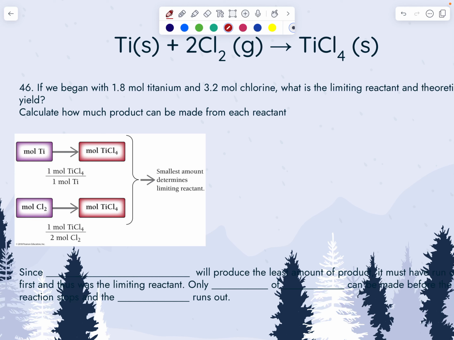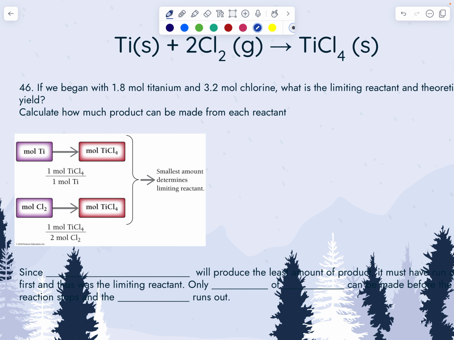Okay, so let's start doing these limiting reactant problems. No pictures here. We're just starting with the balanced chemical equation and the amount of moles of each reactant that we are given. So question 46 says if we begin with 1.8 moles of titanium and 3.2 moles of chlorine, what is the limiting reactant and the theoretical yield?